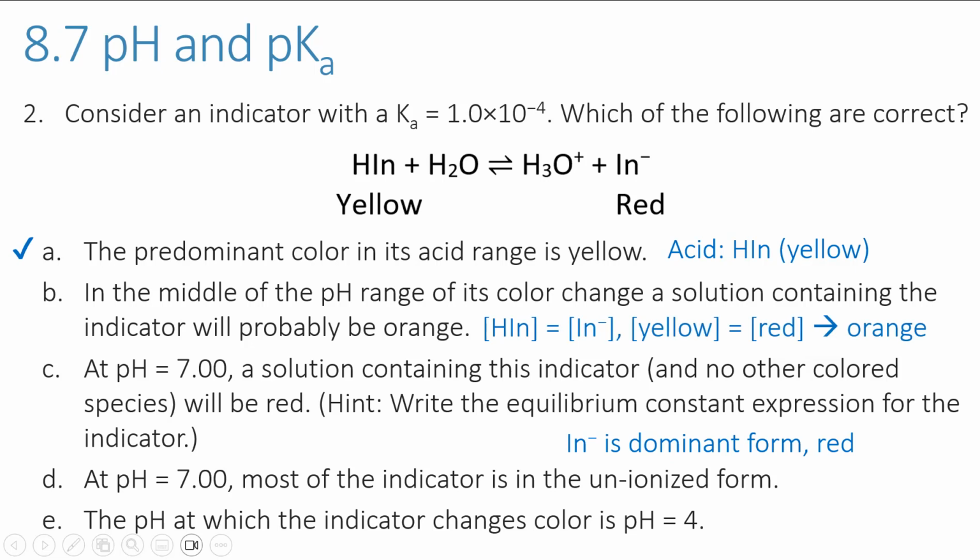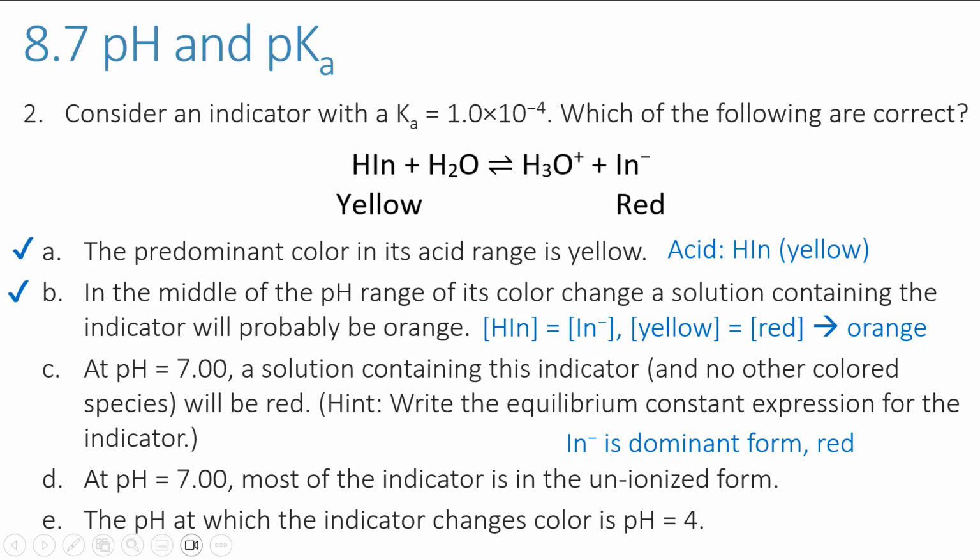In the middle of the pH range, the color of a solution containing the indicator will probably be orange. When you're in the middle of its pH range, remember that's plus or minus 1 unit of the pKa. When you're at the pKa, the acid and base forms exist in equal quantities, so this would probably look orange. So we agree with statement B.